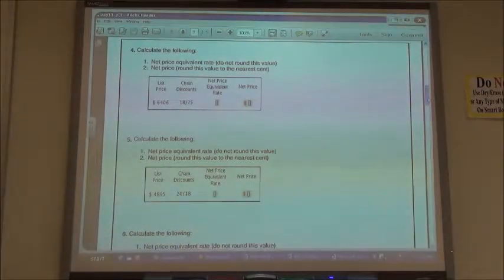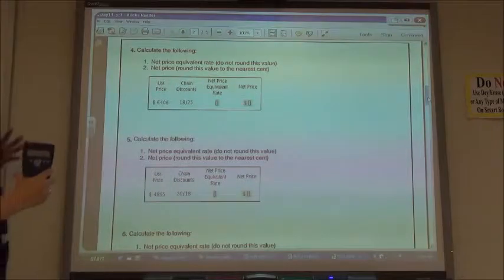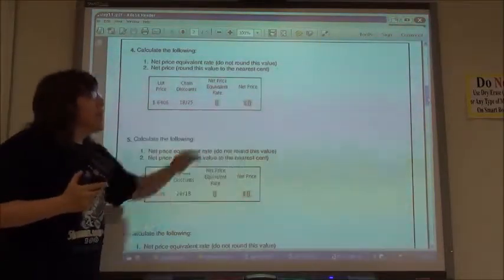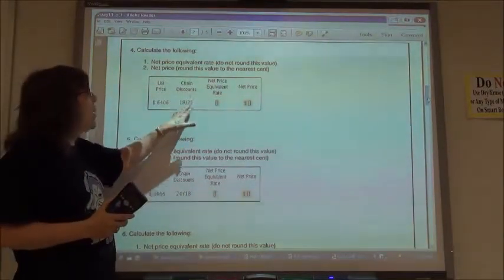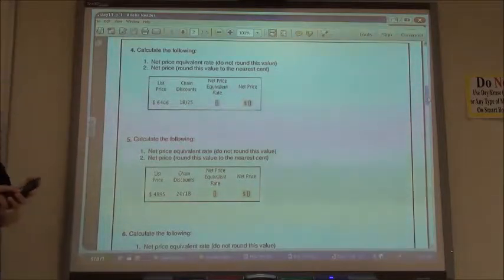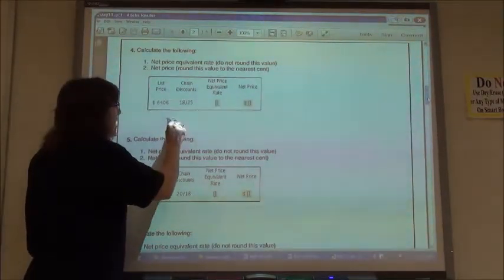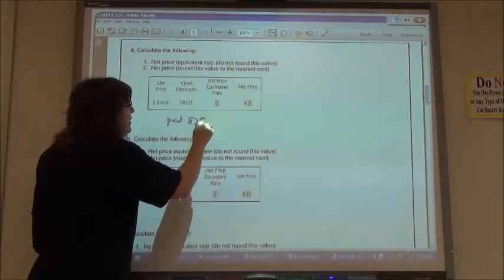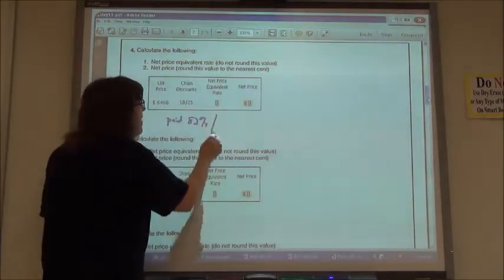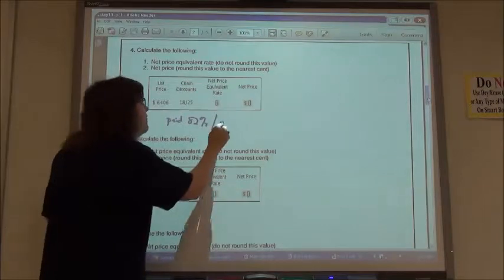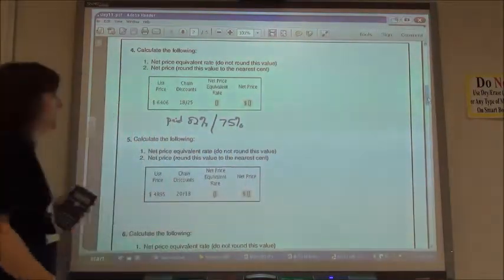Number 4 and 5 and 6 are having us calculate the net price equivalent rate and then the net price. So to directly find what the end price is without having to find what the discount is and then subtracting, we use what's called the complement of the discount. If I have an 18% discount, if I take 100 minus 18, I get 82%. I actually paid 82% of my item for an 18% discount. If I have a discount of 25%, 100 minus 25 would mean I paid 75%.